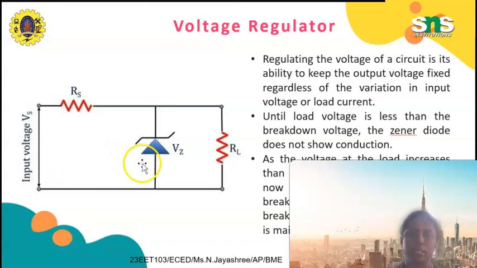So this is a voltage regulator with RS and RL. Regulating the voltage of the circuit is its ability to keep the output voltage fixed regardless of the variation in input voltage or load current. Until the load voltage reaches the breakdown voltage, the Zener diode does not show conduction. As the voltage exceeds the breakdown voltage, the device starts conduction in the breakdown region. Thus, in the breakdown region, a constant voltage is maintained.